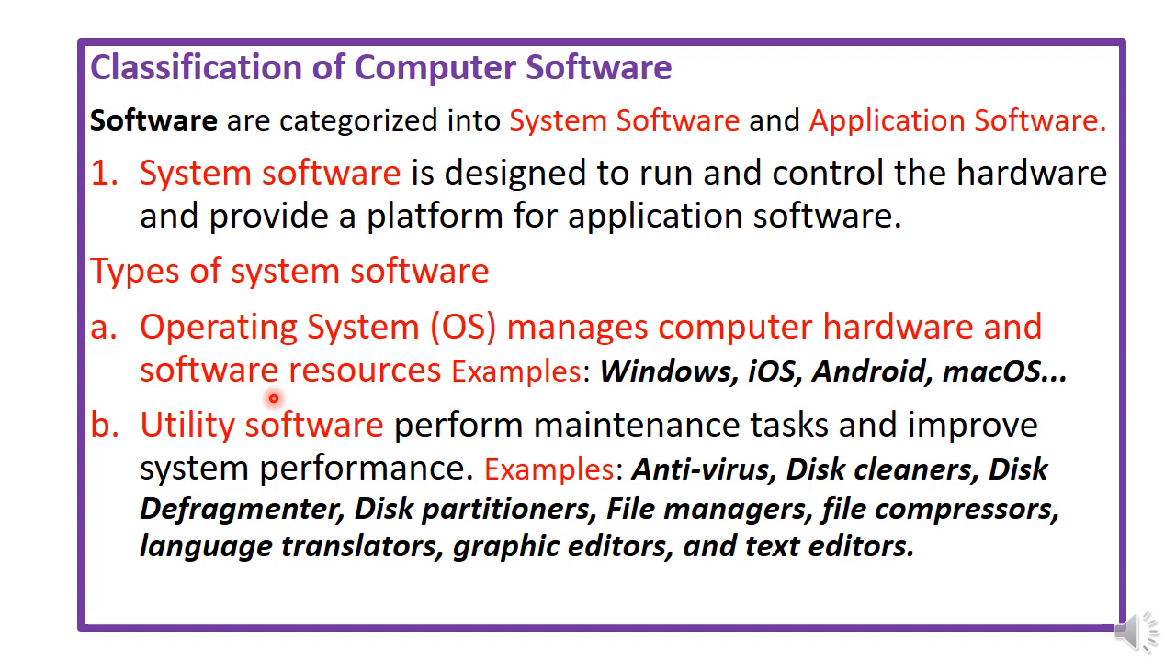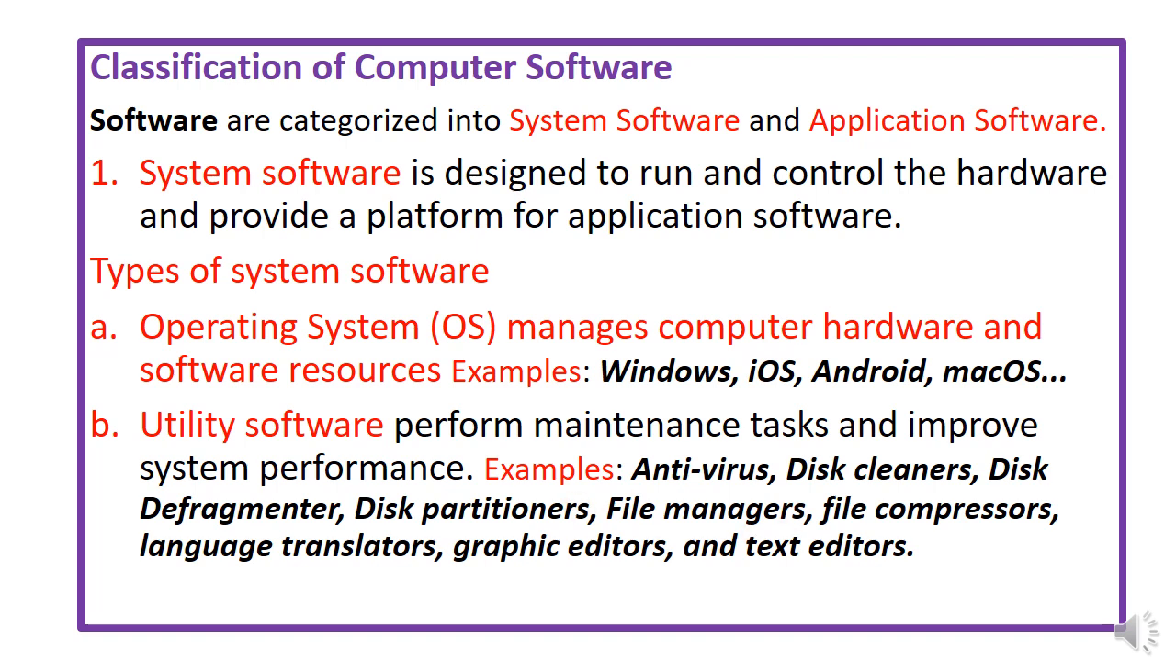We can talk about some examples of utility software, like antivirus, software which is used to scan, detect or disable computer viruses. We have disk cleaners used to do disk cleanup. You have disk defragmenters, and disk partitioners, which are used to divide the memory into different segments or partitions. File managers, software used to organize files. File compressors, language translators, and so on.